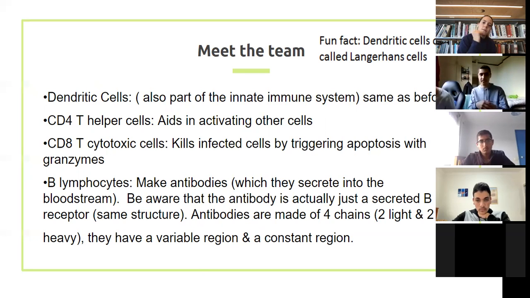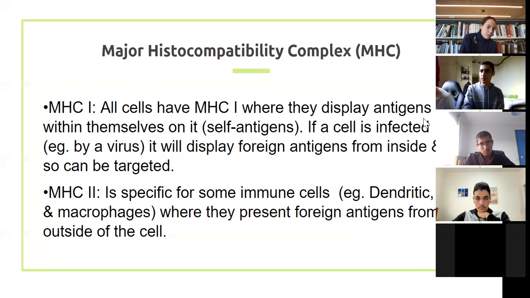Helper cells, no, they just help out activating everyone else. You know, they stay there. Whereas T cytotoxic, they go out and they kill stuff. They pretty much cause cells to undergo apoptosis. And then you've got B cells, which either become antibody producing cells called plasma cells or memory cells. And we'll get to what memory is later on.